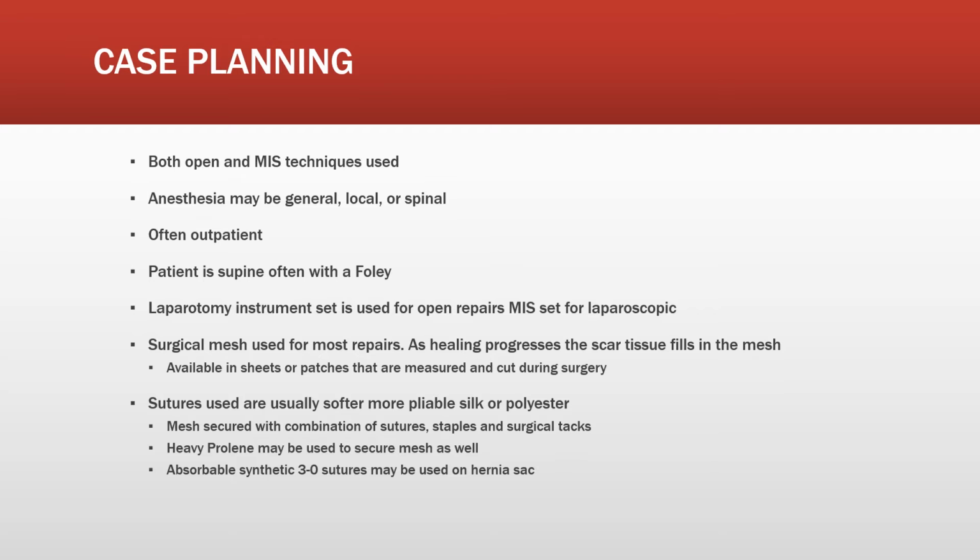Okay, sutures are usually softer or more pliable silk or polyesters. Mesh, however, would be secured with a combination of both sutures and staples or surgical tacks. We'll get into that in just a little bit. Heavy Prolene might be used to secure mesh as well. And absorbable synthetic 3/0 sutures may be used to close up hernia sacs. Okay, so usually we are going to either purse string those sacs closed once we have them transected.